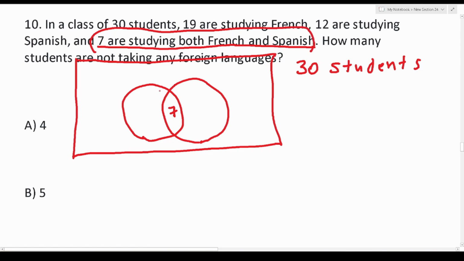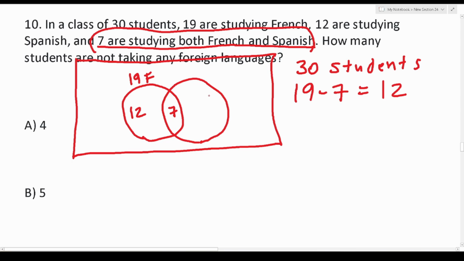Okay? That said, we know 19 students are studying French. Well, a lot of people would get this wrong because they would just put 19 in this Venn diagram and be done with it. That's not true. In total, there are 19 students taking French, but that said, 7 of the 19 are in Spanish as well. So this becomes 19 minus 7, which of course is 12. So right here, there's 12 students taking only French, which is this part of the Venn diagram.